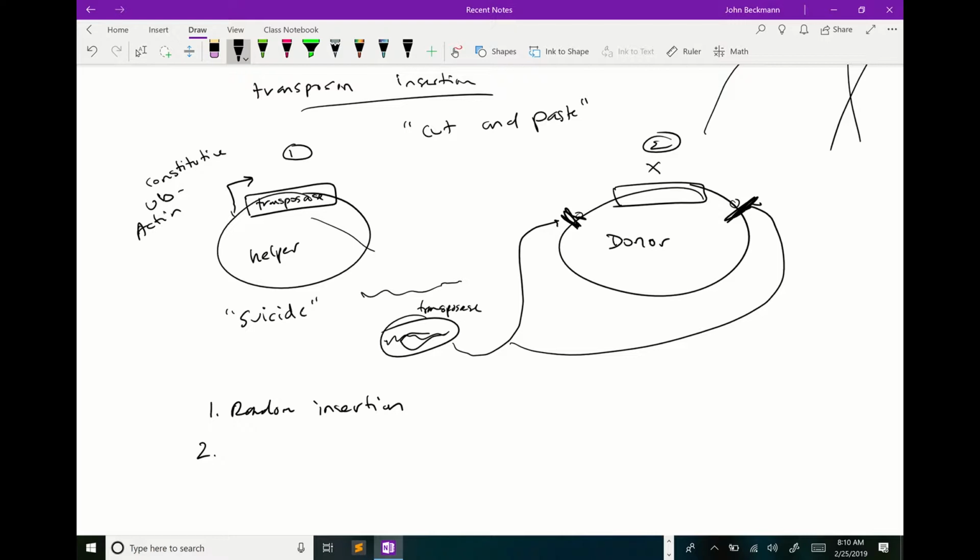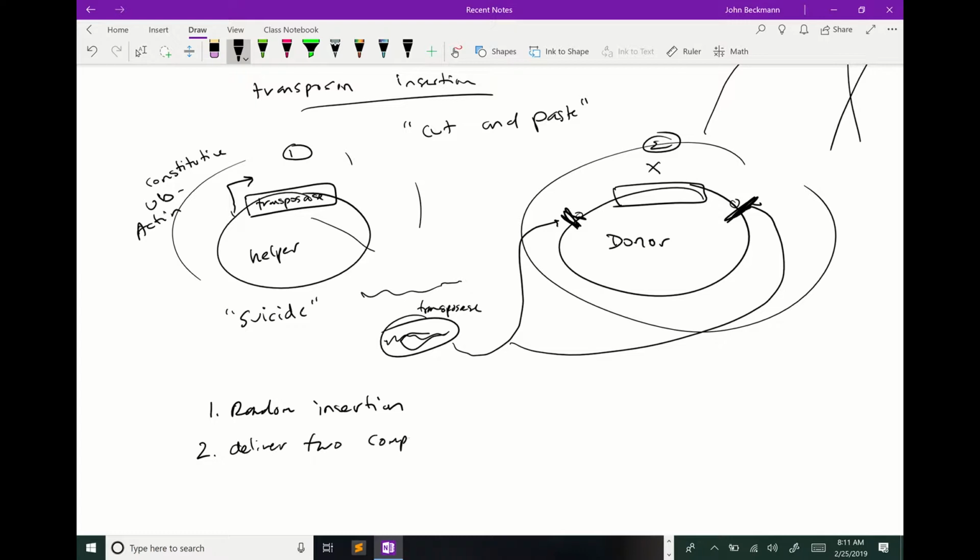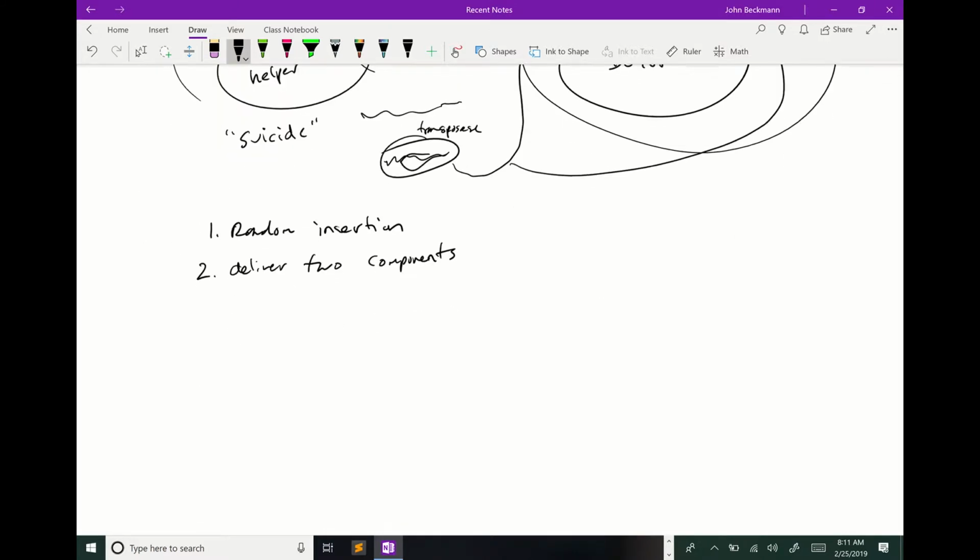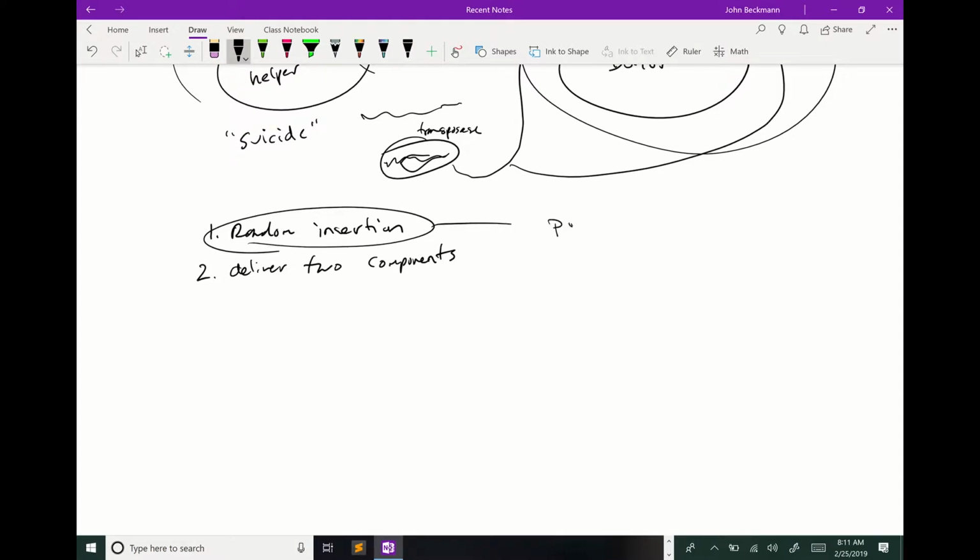What are the other downsides? No, we don't have to worry about that. That's going to be when you're building constructs and ligating stuff. This is after we've already built these constructs. You have to make 2 plasmids. Yeah, that's a downside. You have to deliver 2 components. And there are ways that simplify that, so that's a good point. The other thing is that because it's random, you get what are called positional effects. What are positional effects?